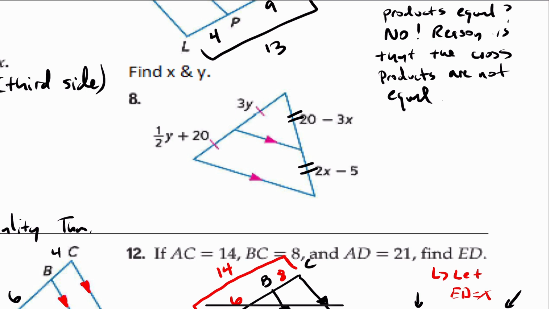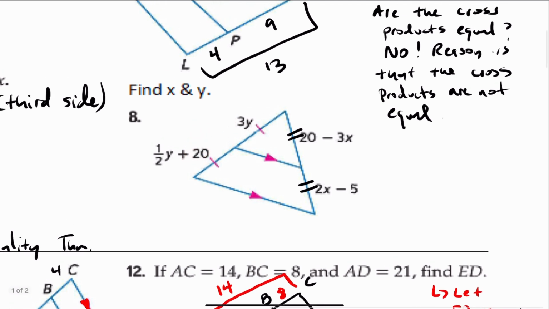Because since that's the case, I can go ahead and create an equation between these two expressions and create another equation between these two expressions. So 3y is equal to 1/2 y plus 20. And I'm going to go ahead and help you with this one because you have a fraction, right? Notice that you have 1/2 of y.